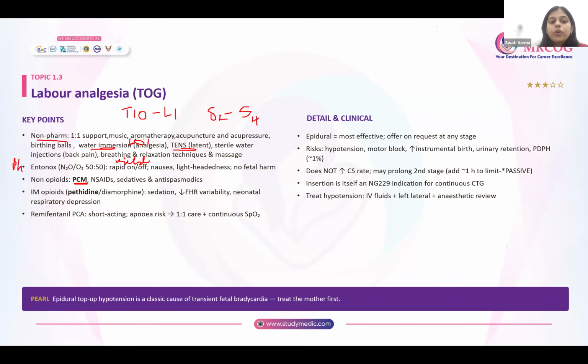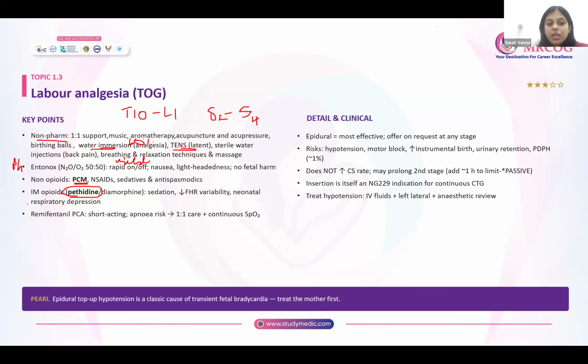And in opioids, I would like to tell you all that pethidine is the most commonly used opioid analgesic all over the world, followed by diamorphine, codeine, etc. But these IM opioids are associated with sedation, reduced fetal heart rate variability, and also neonatal respiratory depression. As we know, opioids are associated with respiratory depression, so if they are used as analgesics, it might lead to neonatal respiratory depression.